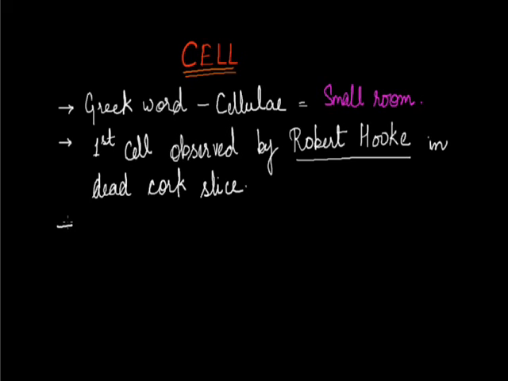So now the question arises, who observed the first living cell? The first living cell was observed by Anton van Leeuwenhoek, and he observed a variety of living cells ranging from bacteria, protozoa and RBCs. Bacteria is a prokaryotic cell, as you all know, and the protozoa and the RBC come in the category of the eukaryotic cell. So the first living cell was observed by A.V. Leeuwenhoek.